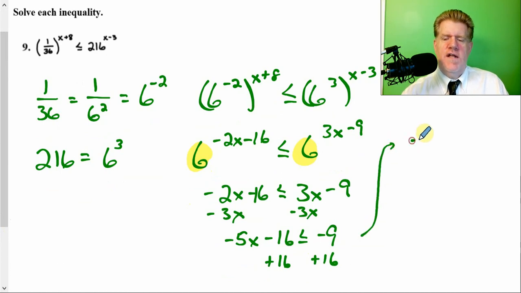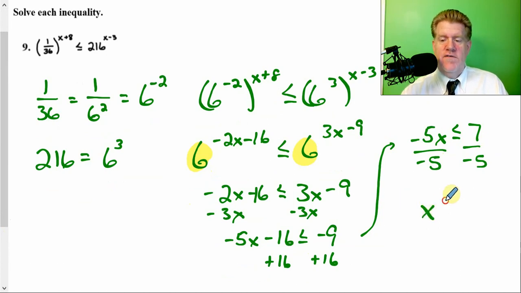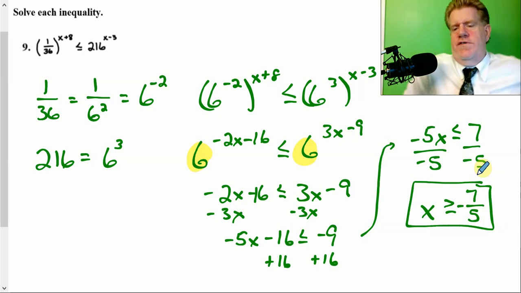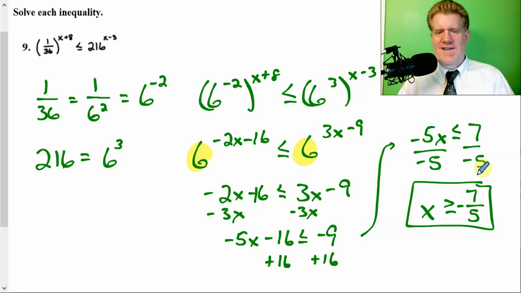So I know that negative 5x is less than or equal to 7. Now I'm going to divide by negative 5. Remember, rules like normal. If I divide by a negative or multiply by a negative, I switch the signs. So it's negative 7/5. All right? X is greater than or equal to negative 7/5. So, like I said, just like an equation, it's just we have the inequality sign.